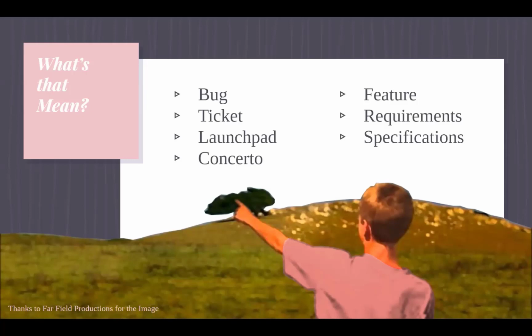Specifications are generally contained in some type of document and explain how the feature is going to be built. Requirements are generally created by someone who wants something. Specifications are generally created by someone or someones who are going to build the thing that's wanted.